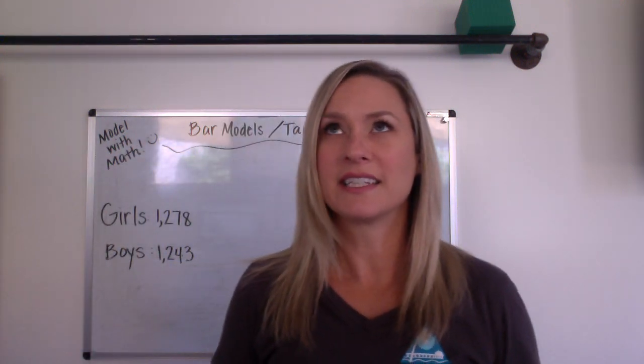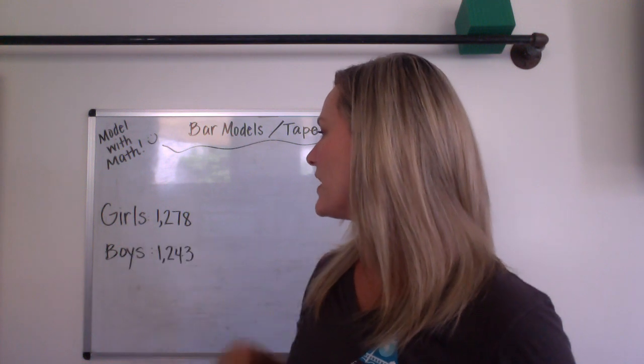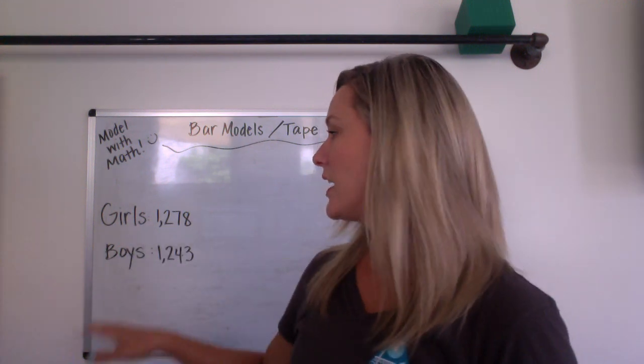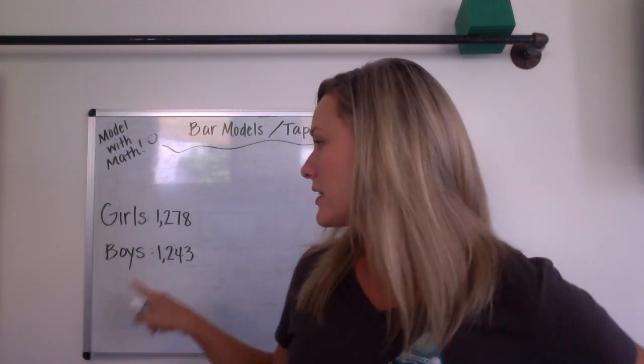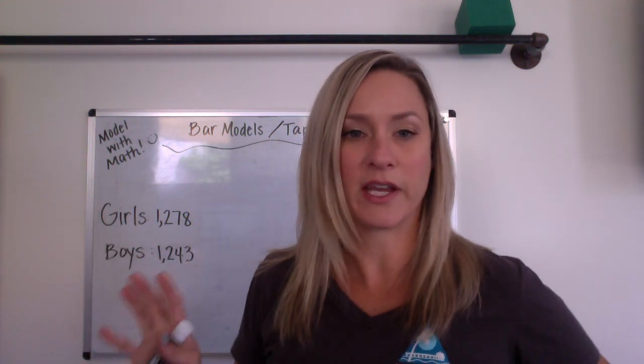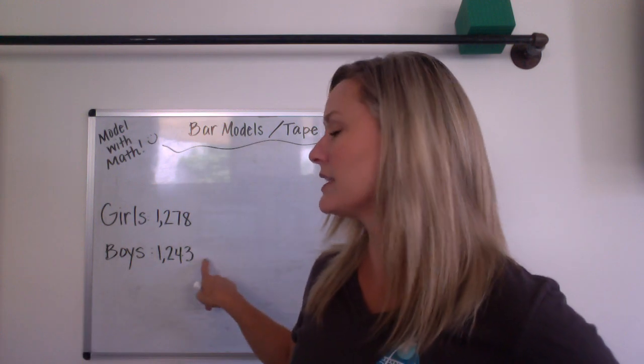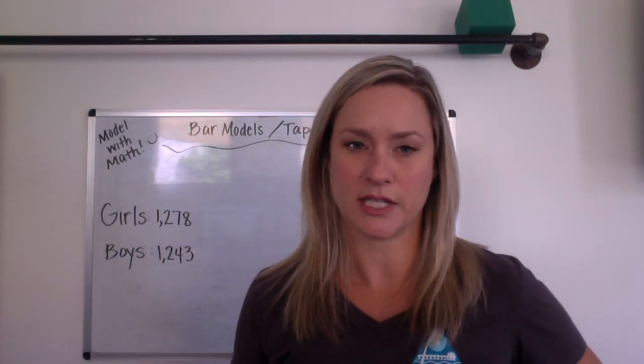All right, so let's say we have a situation. Let's say we have 1,278 girls and 1,243 boys competing. Let's go with a science fair. How about that? All right, so maybe you want to find out some information about this. There's all kinds of information that we can figure just from knowing this. But what I want to teach you is how you would set up your bar model or your tape diagram.